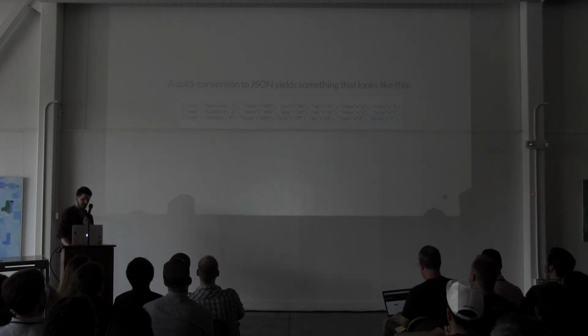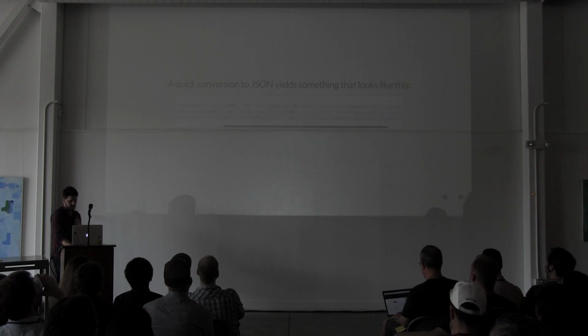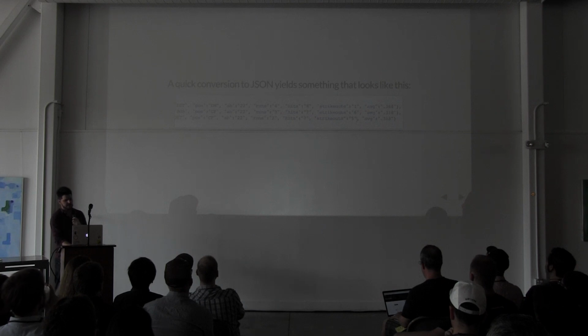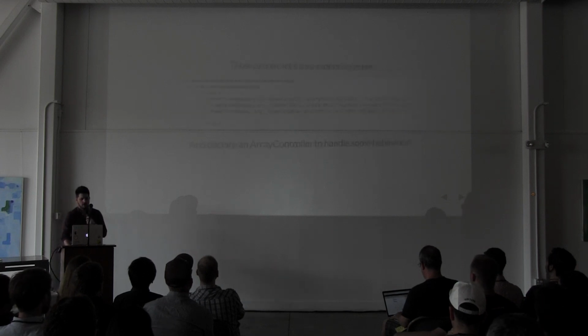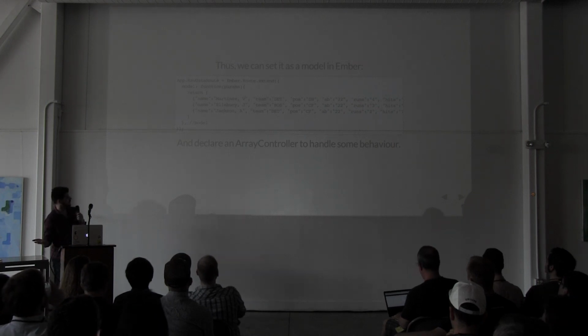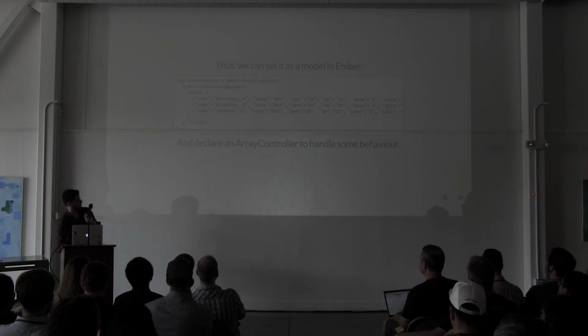So I've converted it to JSON. Here's what it looks like. Nothing too crazy. We see the teams. We see really basic stats like the number of at-bats, runs, hits, strikeouts, and their average. And if we pass it into Ember as a model, we can declare an array controller to handle it. So nothing too crazy going on here. Everybody should recognize roughly what this code looks like.